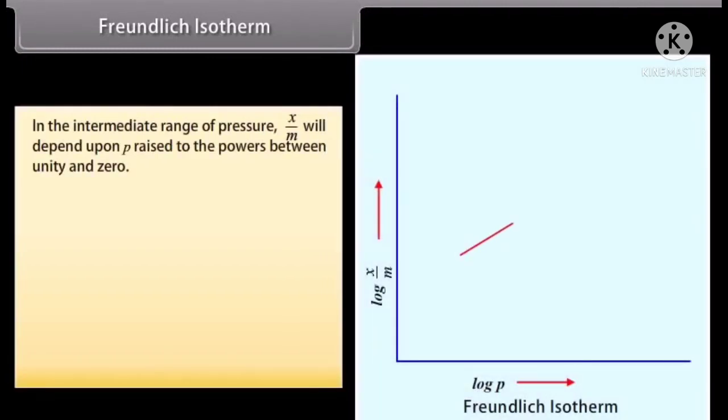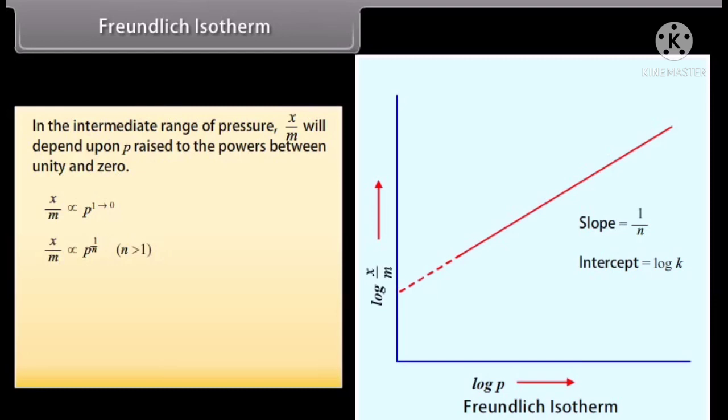Freundlich Isotherm. In the intermediate range of pressure, x/m will depend upon p raised to powers between unity and 0. This can be expressed as x/m ∝ p^(1 to 0), or x/m ∝ p^(1/n), where the value of n is greater than 1, or it can be written as x/m = k × p^(1/n).